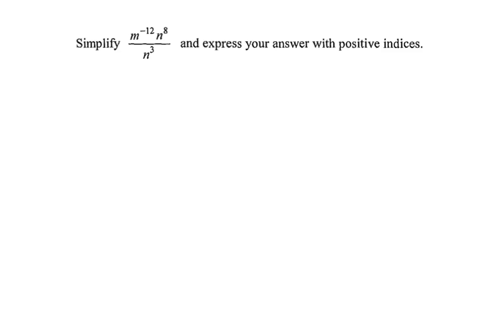This is the first core topic, laws of indices. Difficulty level: simplify m to the power negative 12 times n to the power 8 over n to the power 3, and then express your answer with positive indices. So here, let me copy down the question first.